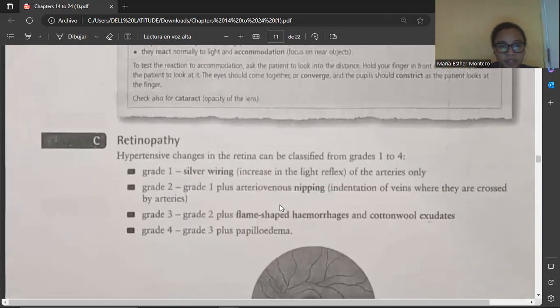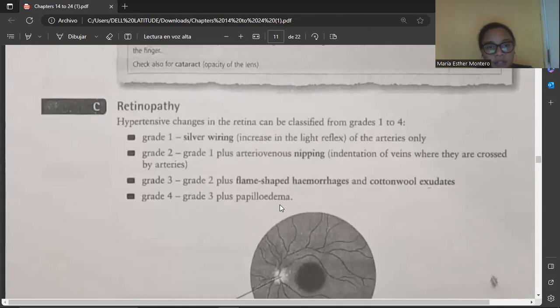C. Retinopathy. Hypertensive changes in the retina can be classified from grades 1 to 4. Grade 1, silver wiring: increase in the light reflex of the arteries only. Grade 2: Grade 1 plus arteriovenous nipping, indentation of veins where they are crossed by arteries.